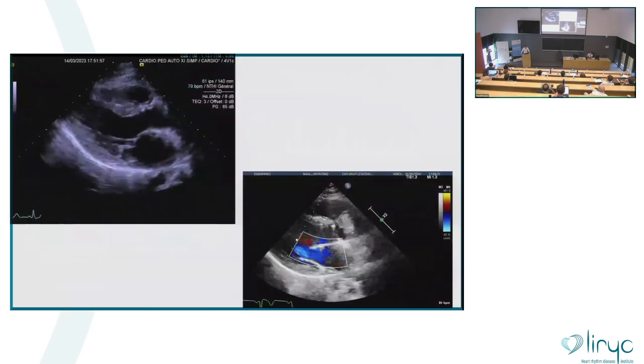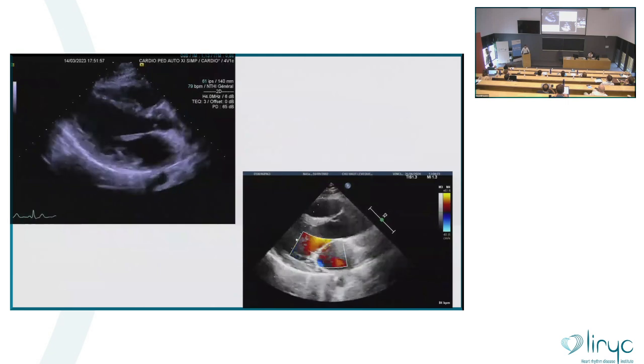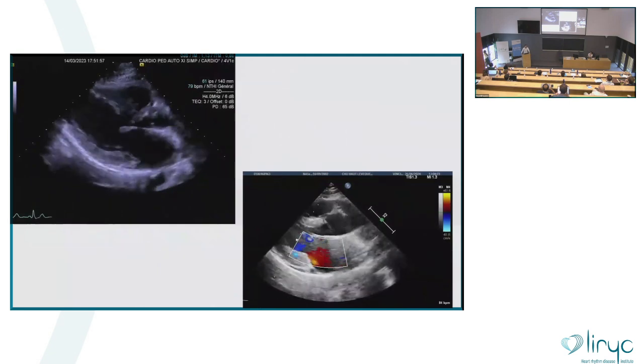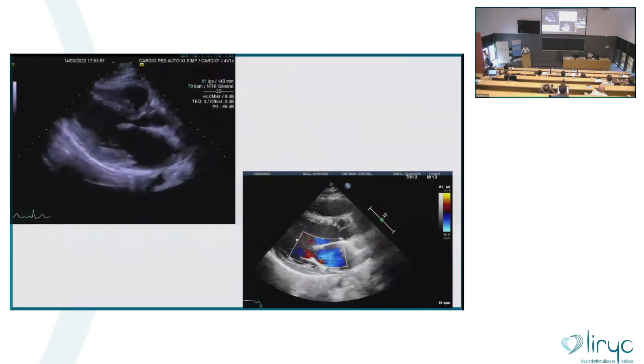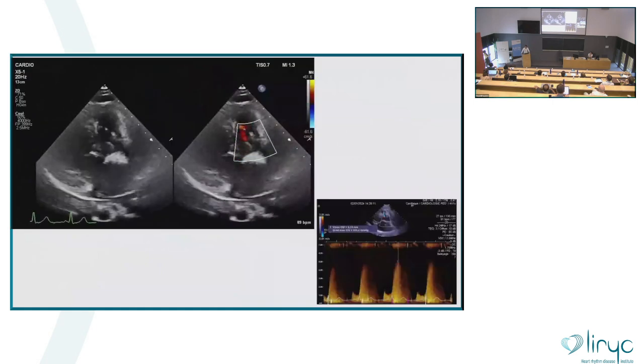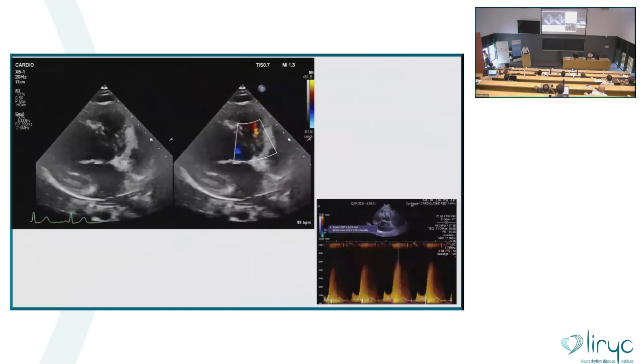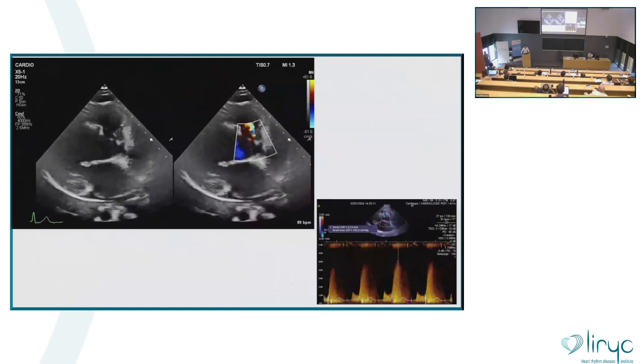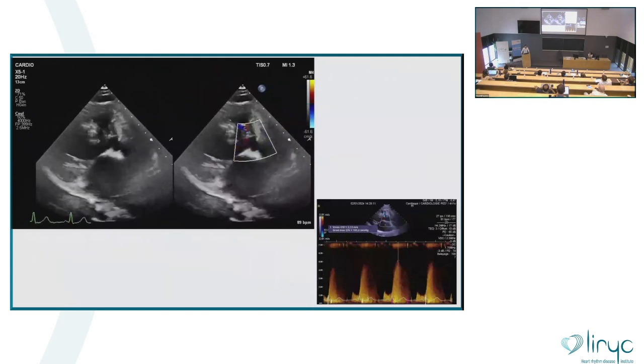Here we see the left ventricle function that is normal. We can see a moderate dilatation of the left ventricle with a small mitral valve regurgitation. Here we can see the perimembranous VSD with left to right restrictive shunt.